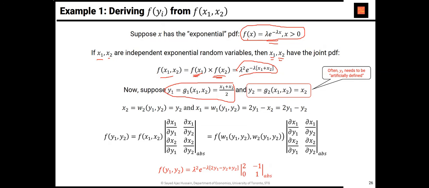Okay? And that's it. The trouble is, you remember that you have two x's, x1, x2. And so the only way you can get f of y1 is to first find f of y1 and y2. But there is no y2. The interviewer only gave you y1. So when you only have y1, you have to invent a y2. And that's what I meant by the words, often y2 has to be artificially defined, because most settings will give you y1. But to find the density of y1, I have to first find the joint density of y1 and y2. So it's always in your interest to actually make up something, right?